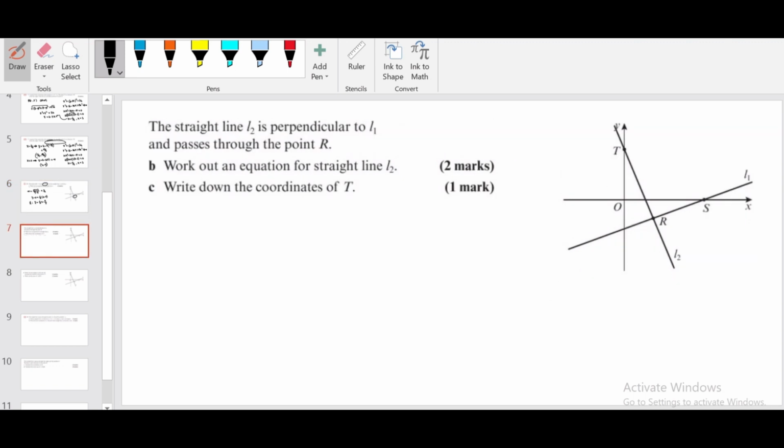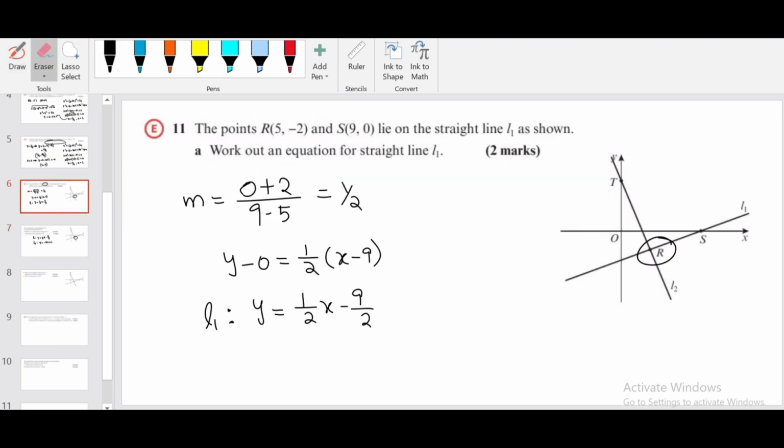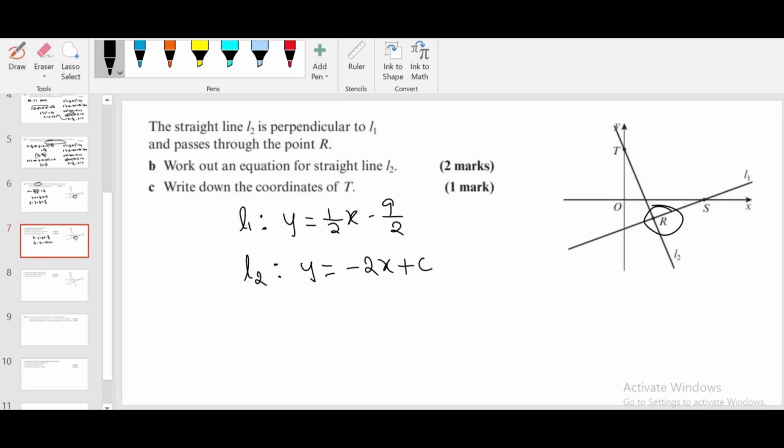Part B says find the equation of L2 where L2 is perpendicular to L1. We know the equation of L1: y is equal to half x minus 9 over 2. So the equation of L2 would be y is equal to, the slope will be negative reciprocal, so minus 2x plus c. Now you need to use a point that lies on L2 to find c. R lies on both the lines, so use R here. We have the point R given here, 5 comma minus 2, so I'm going to use the point R to find c.